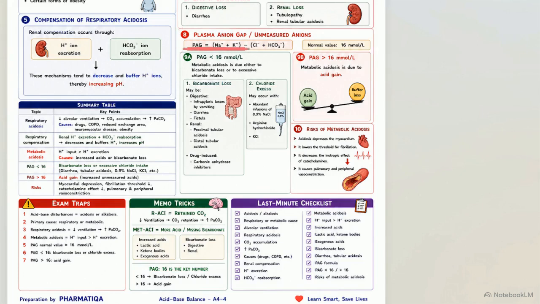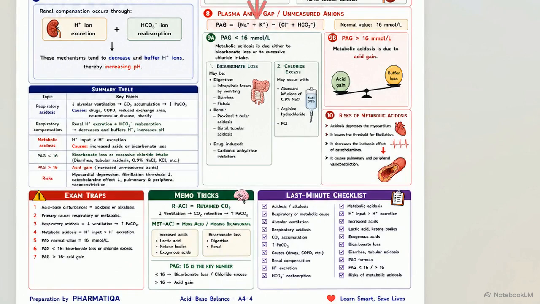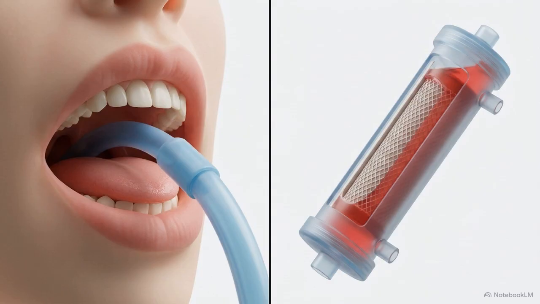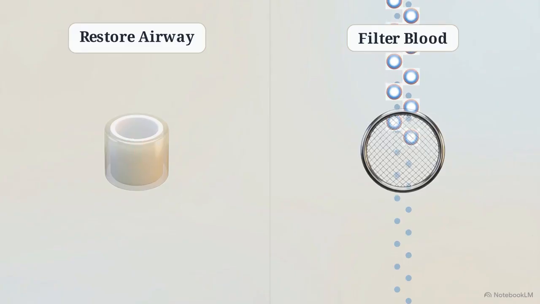It calculates the difference between measured cations and measured anions. If the anion gap is normal, under 16 millimoles per liter, the acidosis is driven by direct bicarbonate loss, such as diarrhea, or by excessive chloride intake. But if the gap is elevated above 16, the scale tips. The acidosis is driven by an influx of unmeasured acids, like lactic acid from shock, or ketone bodies from diabetic ketoacidosis. Recognizing whether an acidosis is respiratory or metabolic dictates the entire clinical response. It identifies whether to fix a blocked airway or filter the bloodstream.